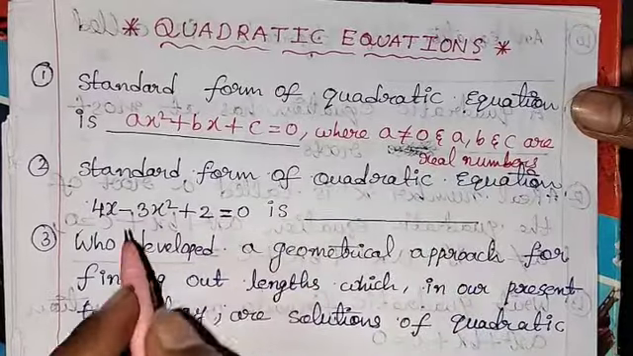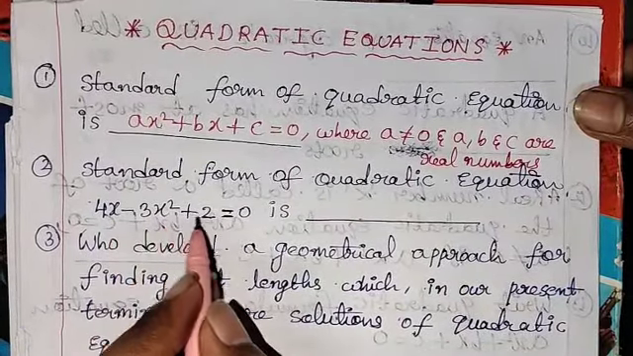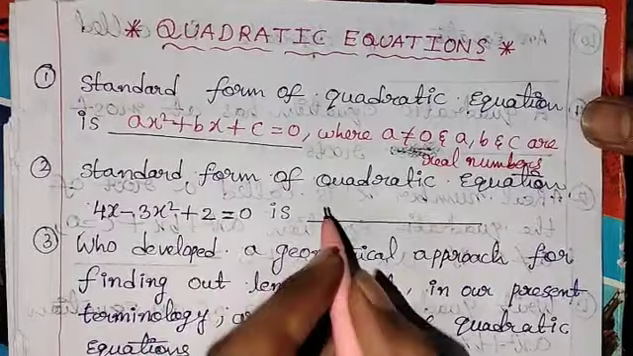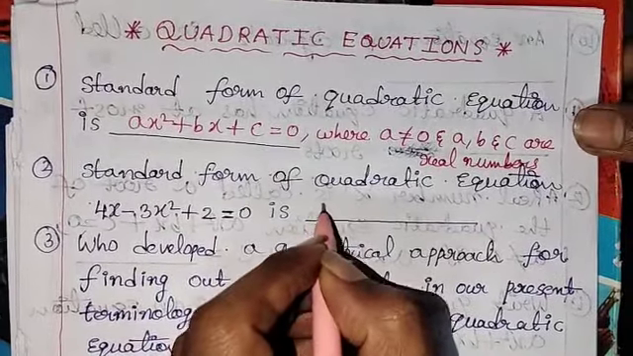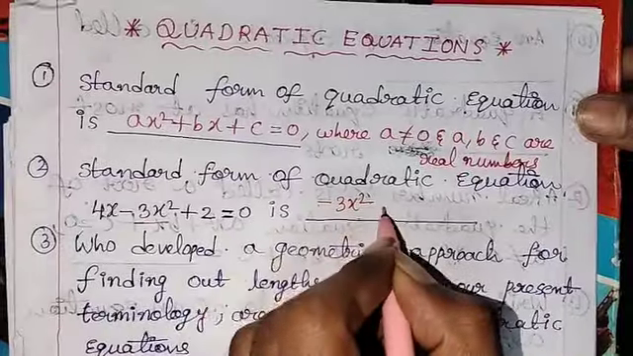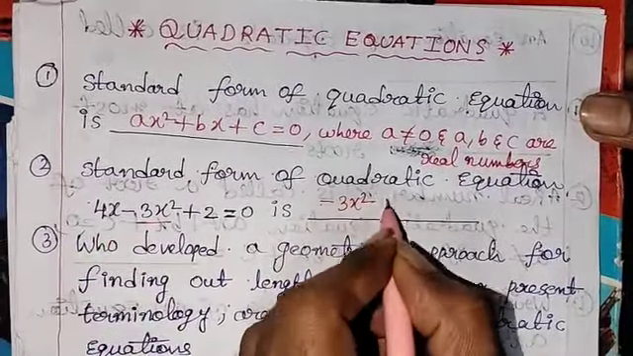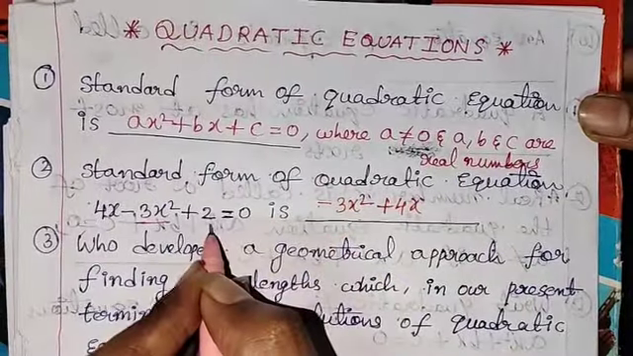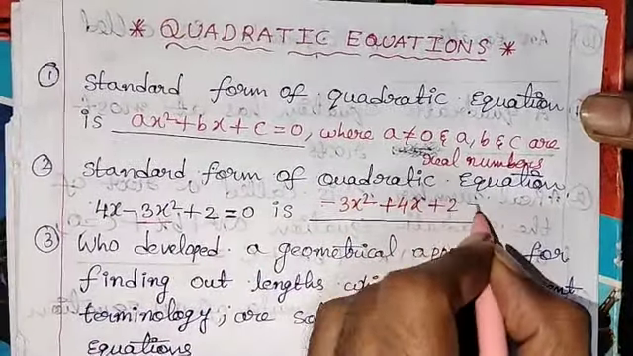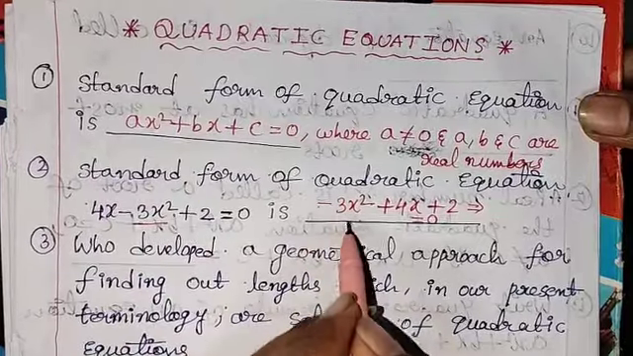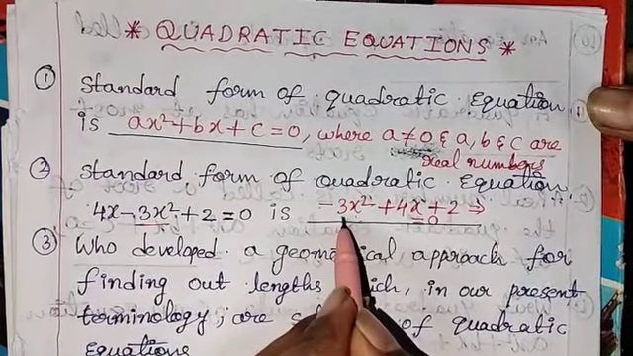Standard form of the quadratic equation 4x − 3x² + 2 = 0. Standard form means first we should write the x² term. What is the x² term here? Minus 3x². Next we write the x term, which is 4x. And the next, the constant term, plus 2, is equal to 0.